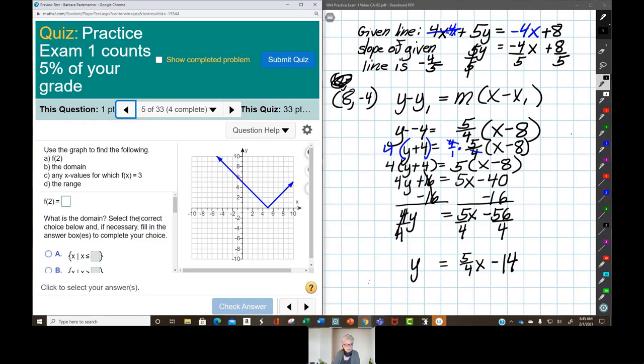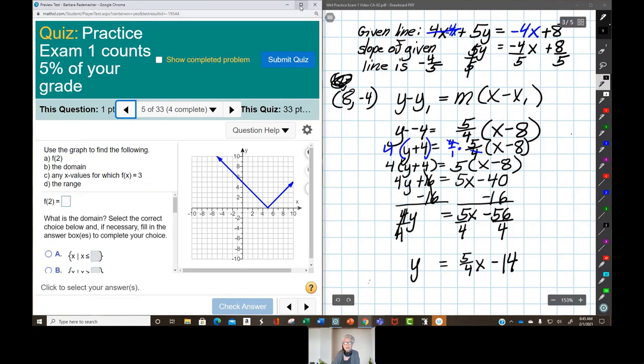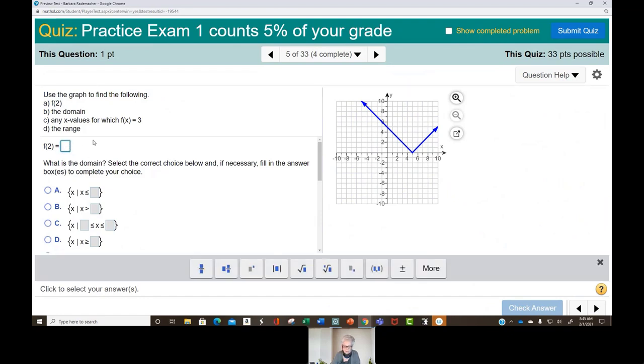Okay. Let's do this. There's a lot to this. There are a bunch of parts. Okay, so we're going to use the graph to find the following. What is f of 2? Well, 2 is x. So I come over here to x equals 2. I go up to the graph and over to the y-axis. That's going to be 3. So I'll answer 3.